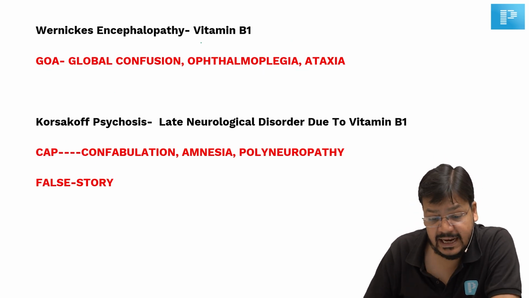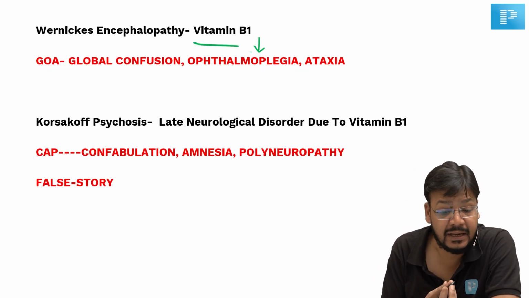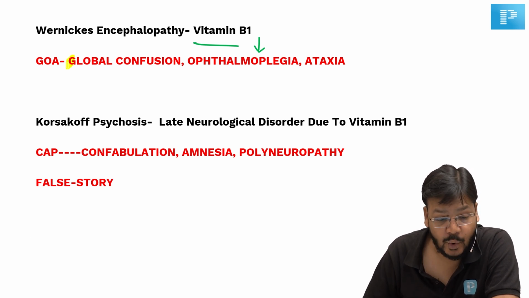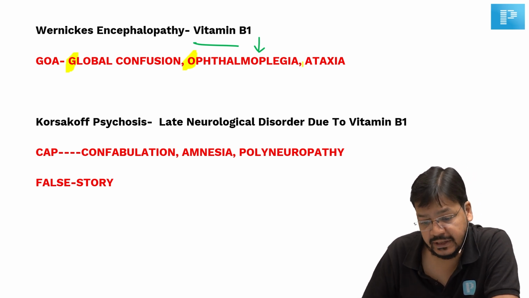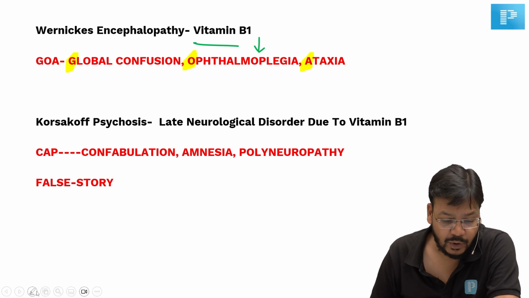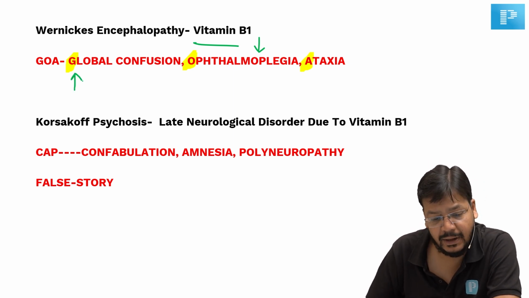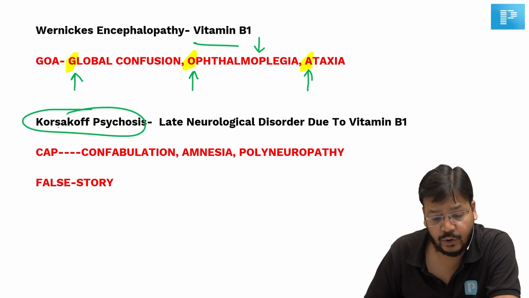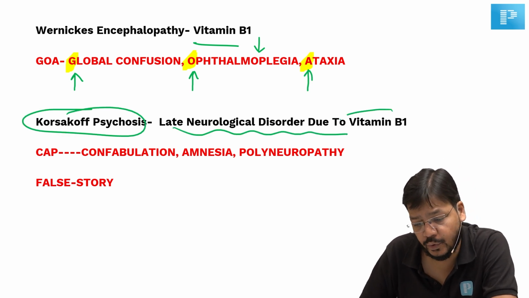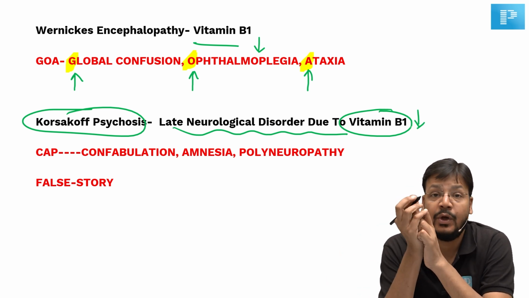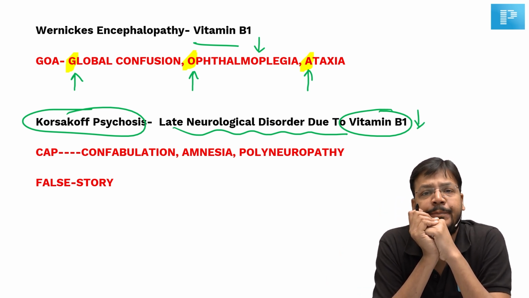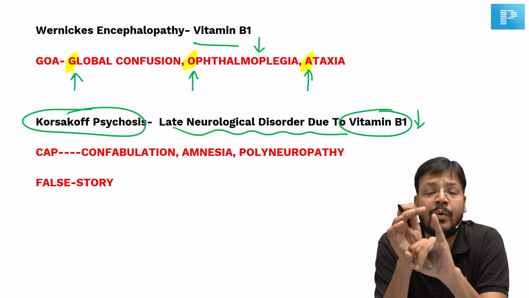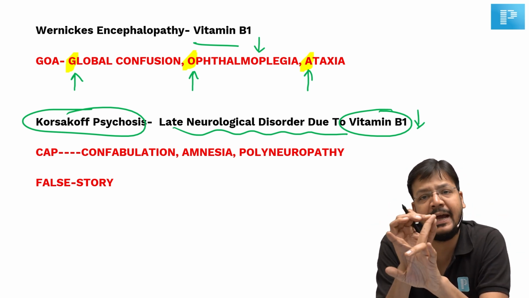Now, Wernicke's encephalopathy is vitamin B1 deficiency if you are drinking alcohol very much. It is GOA: Global confusion, Ophthalmoplegia, Ataxia. Korsakoff psychosis is a late neurological disorder due to vitamin B1 deficiency. Look, in Goa if you drink alcohol, you get GOA. Due to vitamin B1 deficiency, what happened? Global confusion, ophthalmoplegia and ataxia.